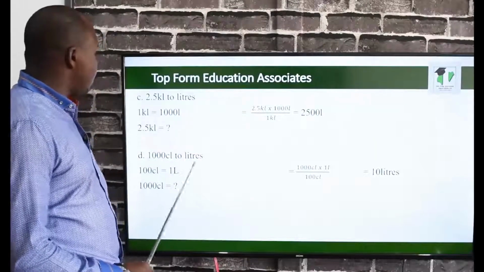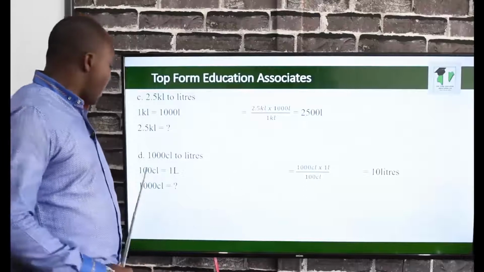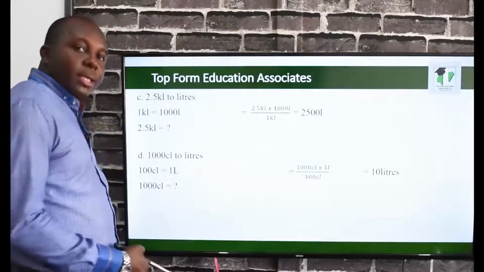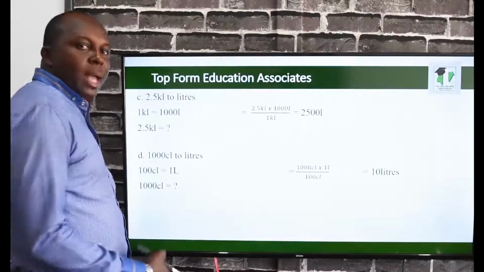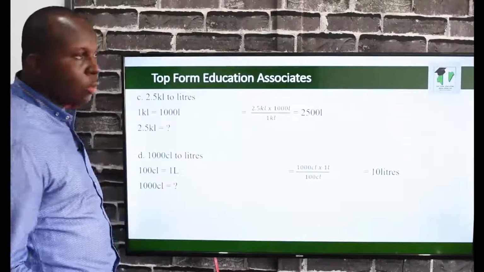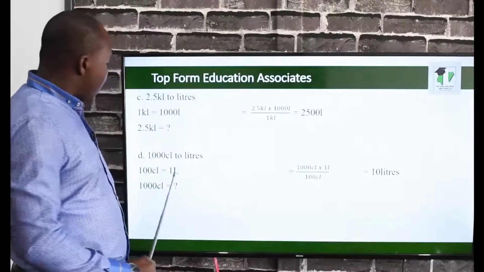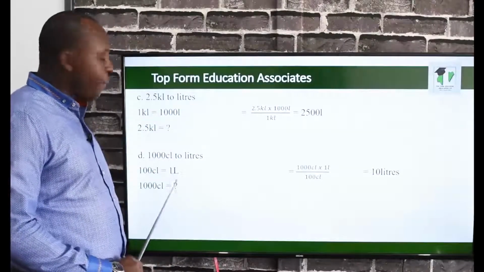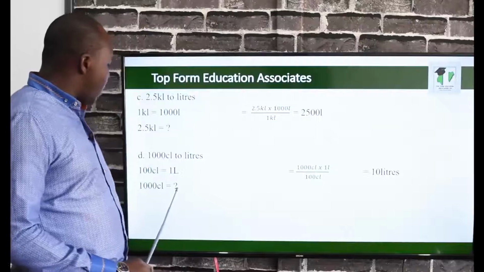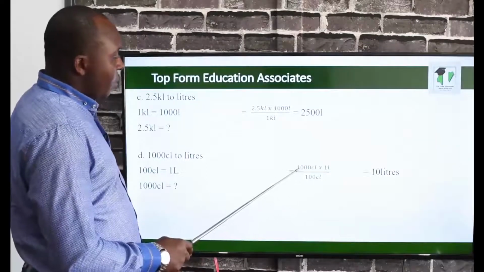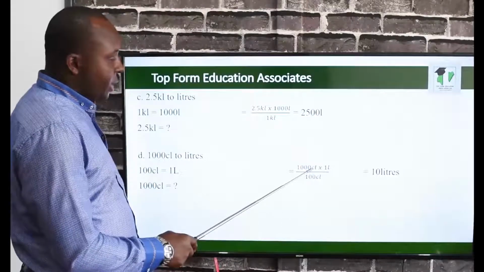D, convert 1,000 centiliters to liters. So now we remember that 100 centiliters equal 1 liter. So 1,000 centiliters equal unknown. We cross multiply and divide. When we cross multiply, 1,000 centiliters will multiply 1 liter, and then 100 centiliters will multiply unknown. Centiliter will cancel centiliter.